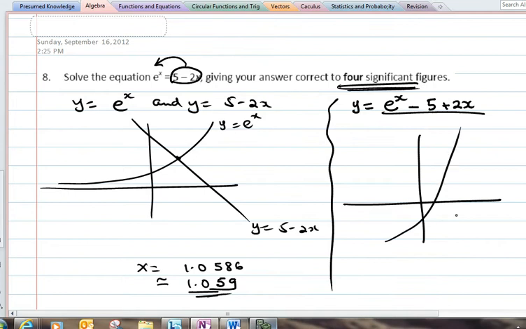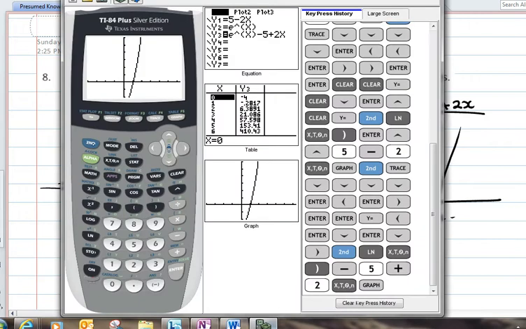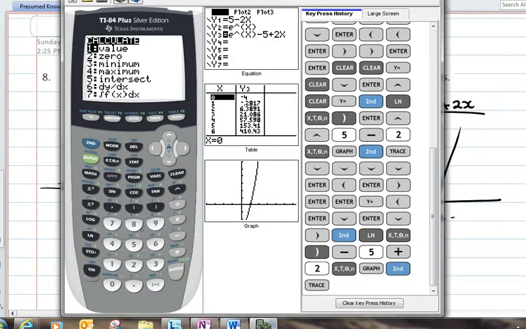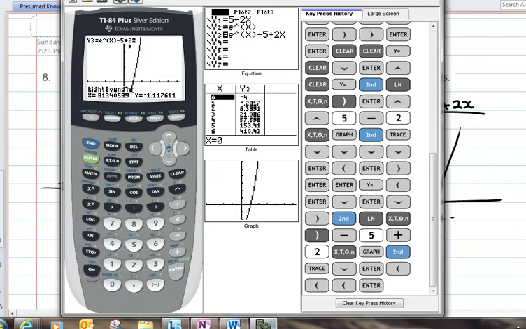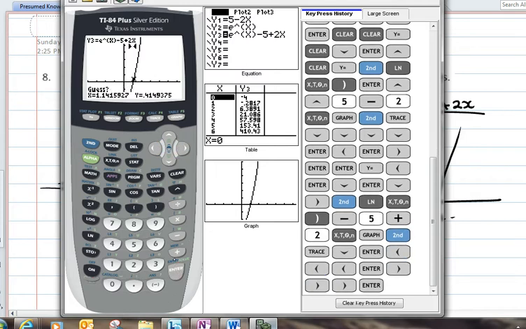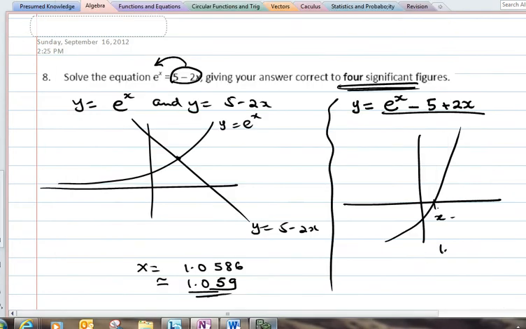And in this case, instead of looking for a point of intersection, I'm looking for the x value or the zero of that graph. So in the drop down menu of second function of calculate, I'm looking for number 2, which is zero, and that will ask me for a left bound, right bound, and that value is going to be the same value of 1.059. So whichever one of these two methods you use, you should get the same result.